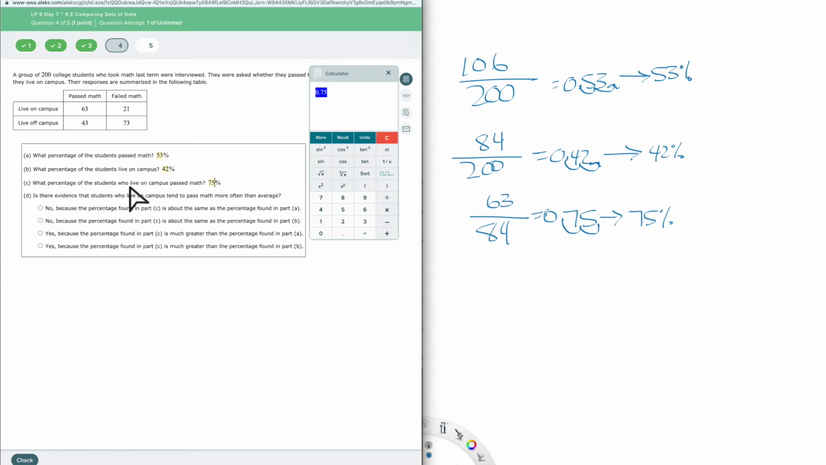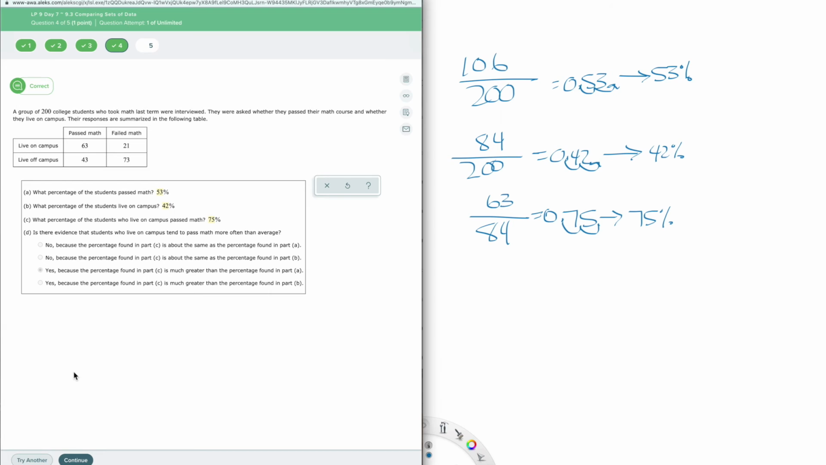So if we're asking the average of students who pass math, we want to compare it to the percentage of students that pass math here. So 53% of students in general pass math. But if we live on campus, that percentage goes up to 75% pass math. So I'm pretty darn sure what we're going to do is compare that to part A instead of part B. So let's check that, make sure that I'm not losing my mind here.